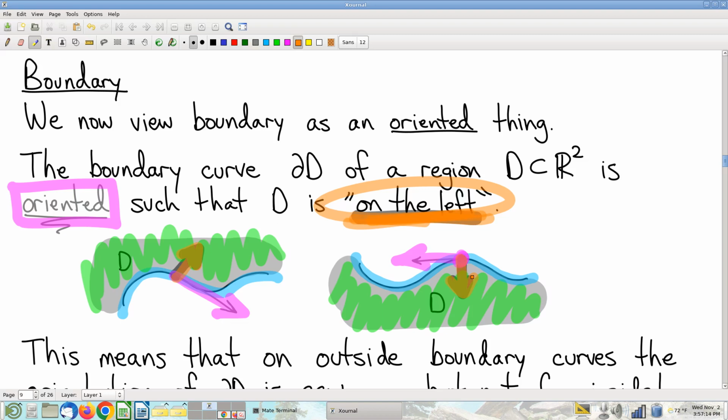So the thing is, notice, depending on which part of the boundary of your region you're talking about, it's not always to the right, it's not always to the left, it's not always up, it's not always down. But it's always so that the region is on your left. Okay.